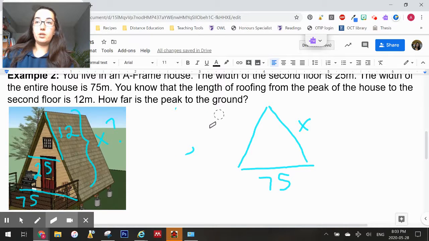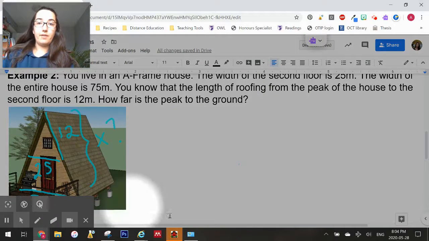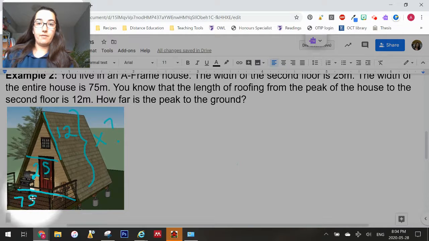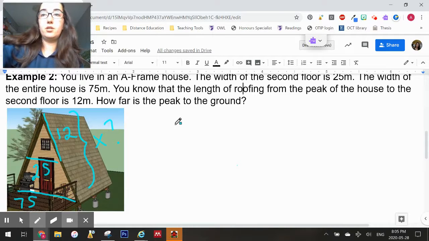We are going to start immediately. We are going to find our scale factor. So our scale factor, we're going to use the two sides that we have, the 25 and the 75. Okay, I'm just going to redraw our triangles over here.